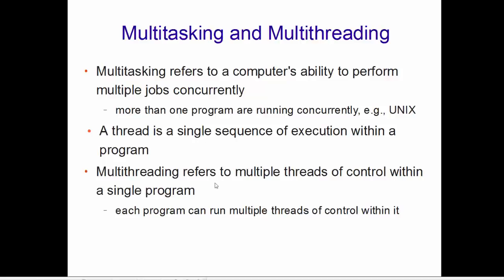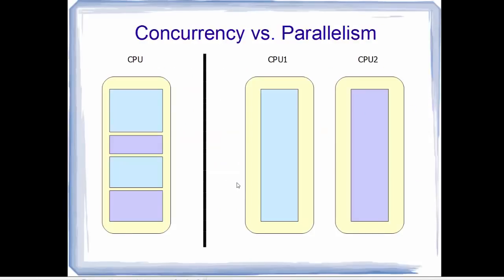So you can say different tabs in your browser are different threads, and your browser itself is a program. Multithreading refers to multiple threads of control within a single program, for example multiple tabs. And each program can run multiple threads of control within it, as I have given you an example of this browser.